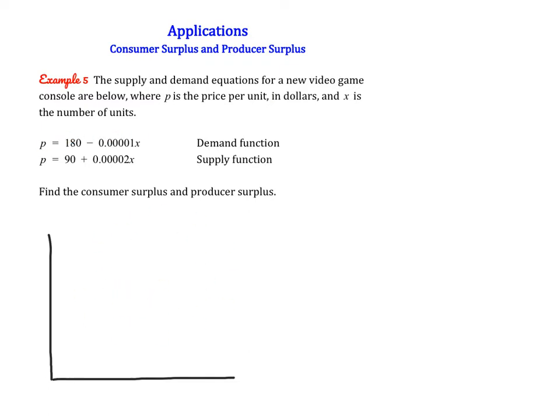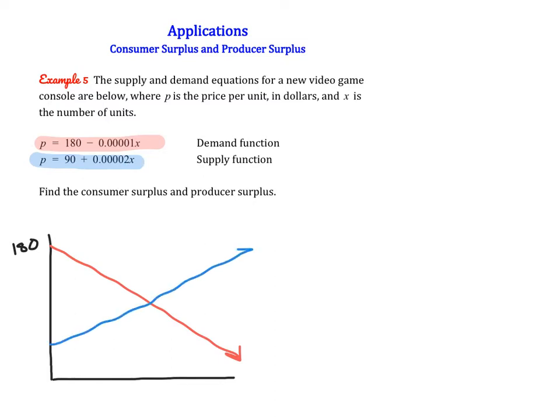So this demand function, which I'm going to do in red, it has a negative slope and a y-intercept of 180, so it looks something like this, more or less. It's a very, very, very rough sketch, but we know that this is 180. Now our supply function has a positive slope, but it has a lower y-intercept, so it looks something like this. Once again, very, very, very rough sketch, but we do know that this value is 90. So what we have done in the past is we actually found this point, which is called the equilibrium point.